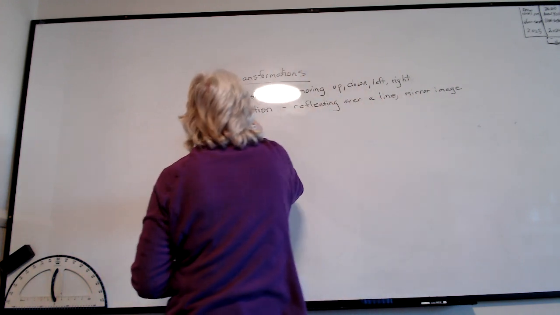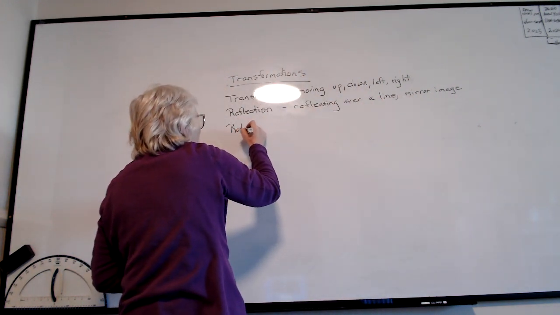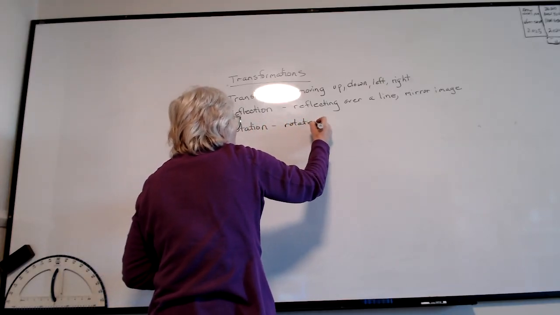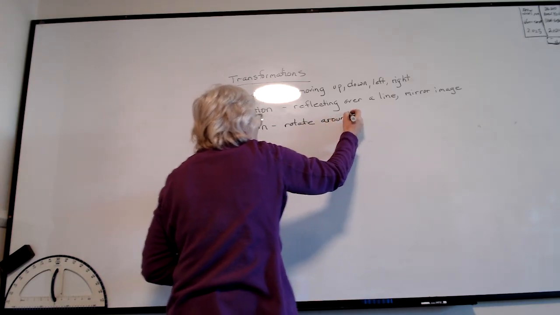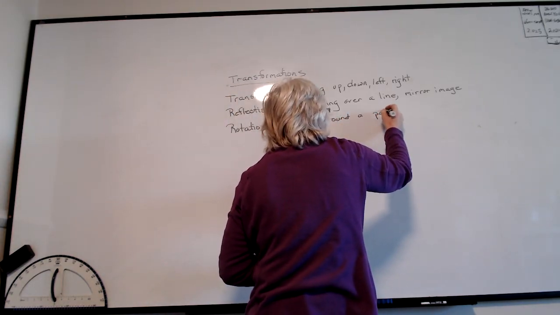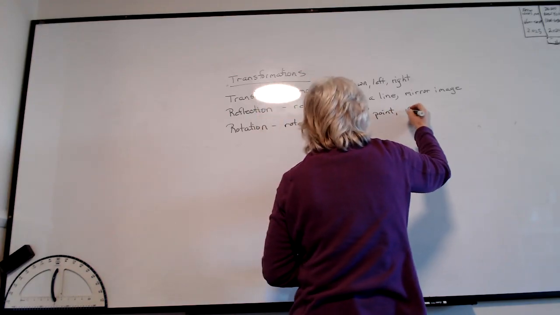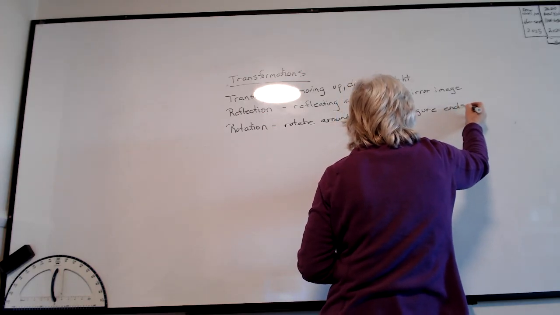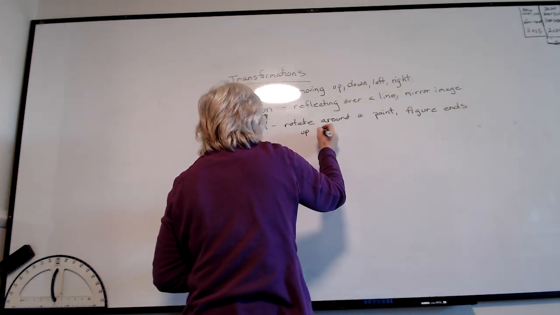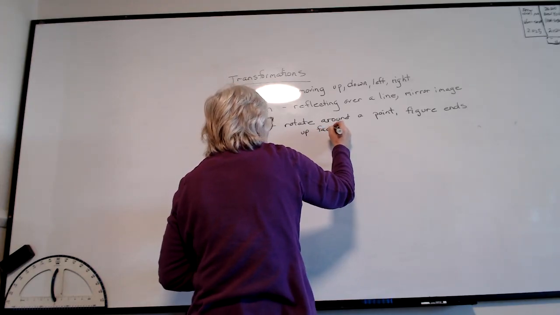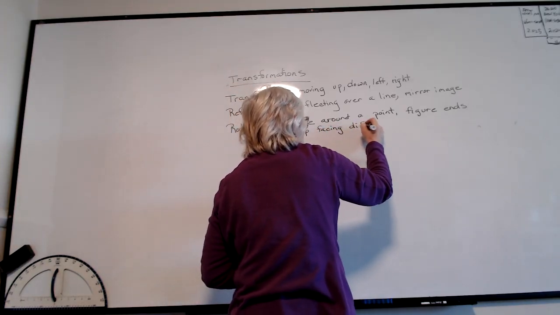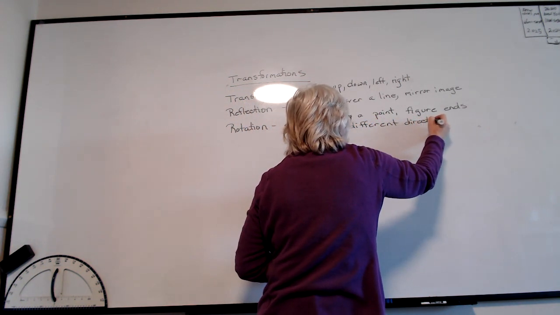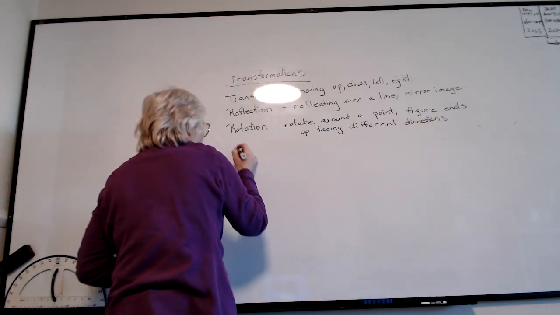Okay. The last one is a rotation. You rotate around a point. And your figure ends up pointing a different way, facing different directions. Okay. So basically, let's start with the translation.